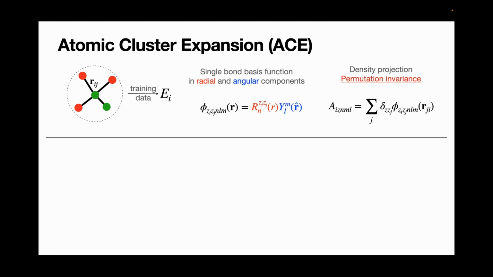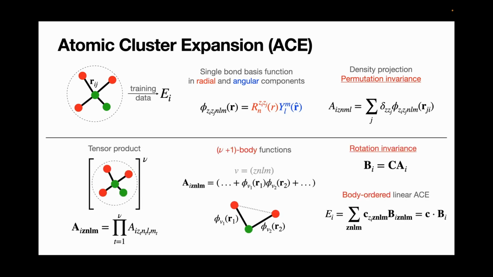By summing over these basis evaluations on these bonds, we perform a density projection and explicitly incorporate permutation invariance into our model. Next, we perform a tensor product of these density projections and form this bold A basis. If you peek into this bold A basis, you can see many-body correlations start to occur from the tensor product, which explicitly incorporates body-ordered functions in your ACE basis.